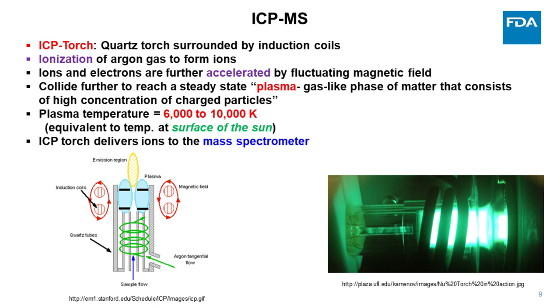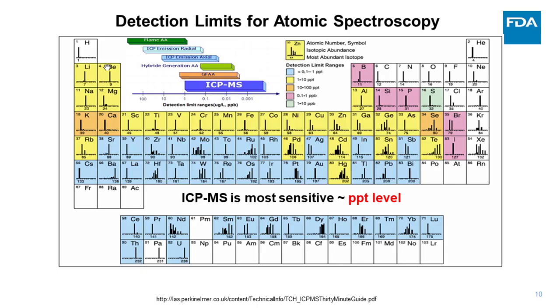On the bottom right, you can see how the plasma looks when it is torched, when it is lit up on the instrument. For example, this one is on an ICP. Obviously, we have safety for the instrument, so it is super cooled and nothing happens, but it is just very hot inside the plasma.